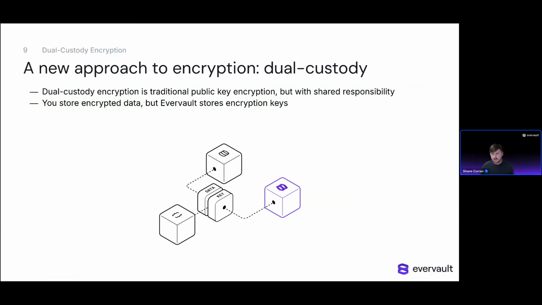And then we act as basically a broker or intermediary between you and third parties. So no third parties that you need to send data to ever need to worry about managing any of this encryption stuff. They just receive the raw card data. So dual custody encryption is traditional public key encryption, but with shared responsibility through a third-party service provider. In this case, Evervault, but this model could in theory be implemented by any payment processor or any token vault.